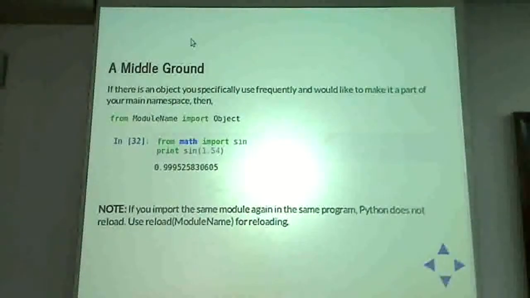I can also say from module name import a specific object. So I can say from math import sin. Then instead of all the functions in math, only the sin function becomes a part of your current program namespace. So only this will work. print(sin(1.54)) will work. But cos, tan, etc. will still require you to go through the math module syntax. You can also import more than one by putting a comma separated list. You can say object1, object2, object3 if you need more than one.